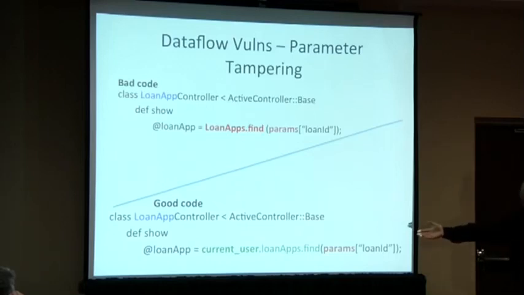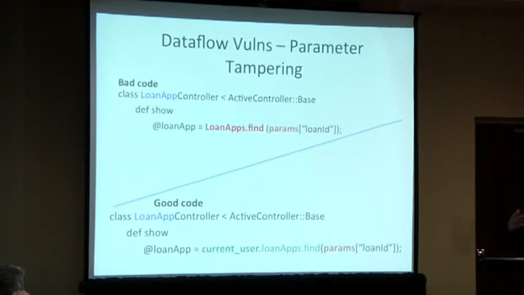So the solution is to narrow down the scope of what is searched on by using a reference outside of it. So take the current user, look up their loan apps, and find the loan ID associated with the current user. That's what that's doing. It limits the parameter tampering to just the user's loan apps. They can go try different numbers, and it'll bring up nothing, or it could bring up their other loan app.